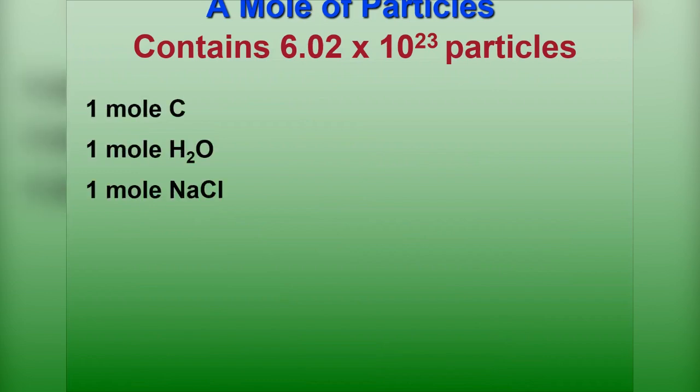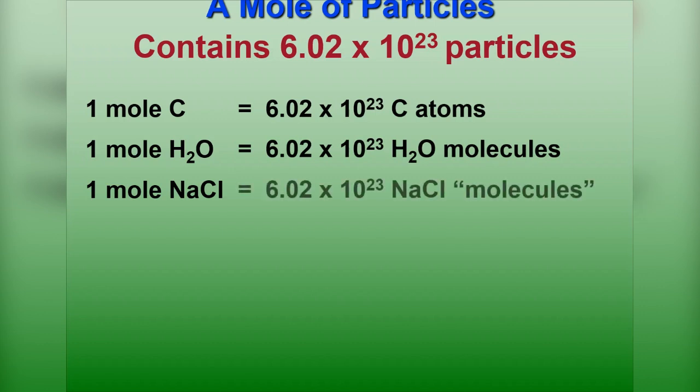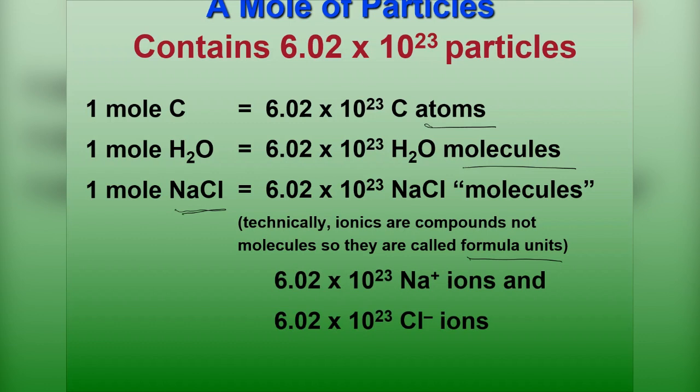One mole of carbon, how many particles? Go ahead. 6.02 times 10^23. 1 mole of H2O. Again, 6.02 times 10^23. 1 mole of NaCl. See, we have used atoms, molecules. Since NaCl is made of ions, for ions we use another word. What? Formula unit. 6.02 times 10 raised to the power 23 of sodium ions and 6.02 times 10^23 chloride ions.